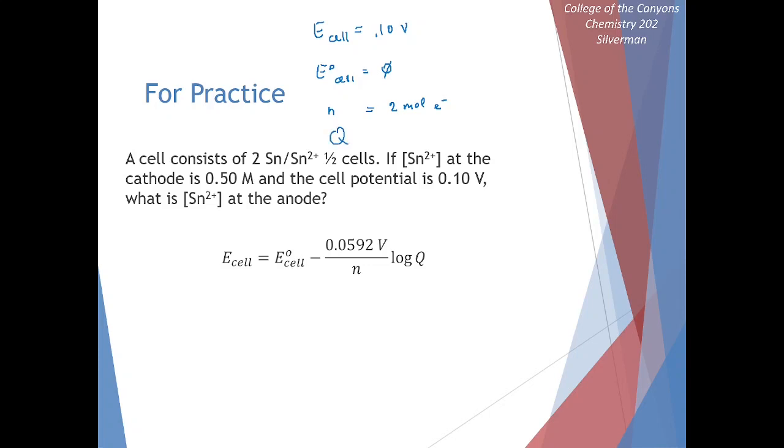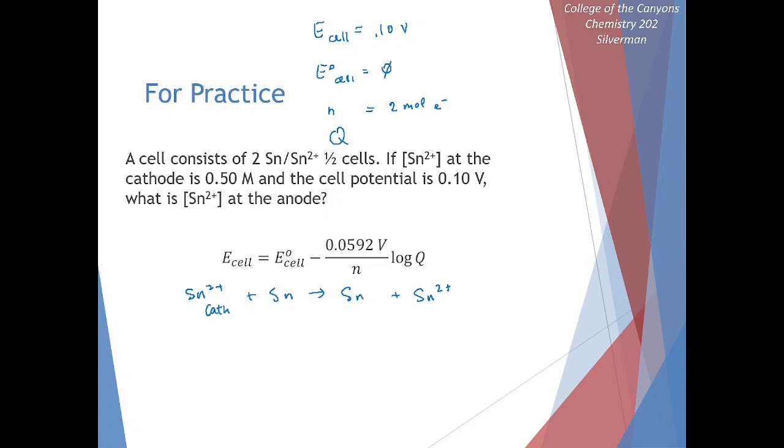Finally, we'd like to try to figure out our value for Q. It's a little bit silly, but we can write out our balanced reaction. We have tin 2 plus reacting with tin to form tin and tin 2 plus. But, well, these are actually occurring at different places. So the tin over on the left is in a different location than the tin on the right. They're in different beakers.